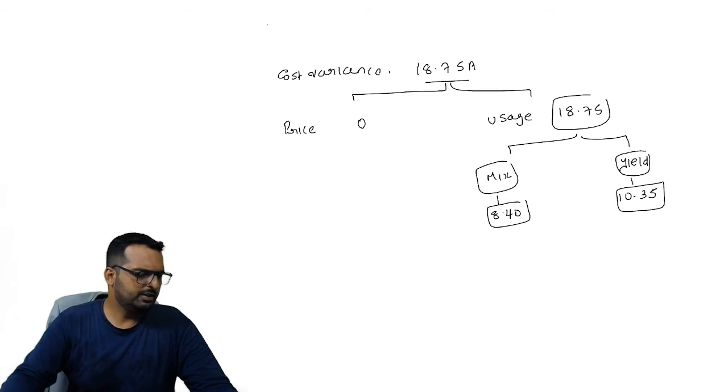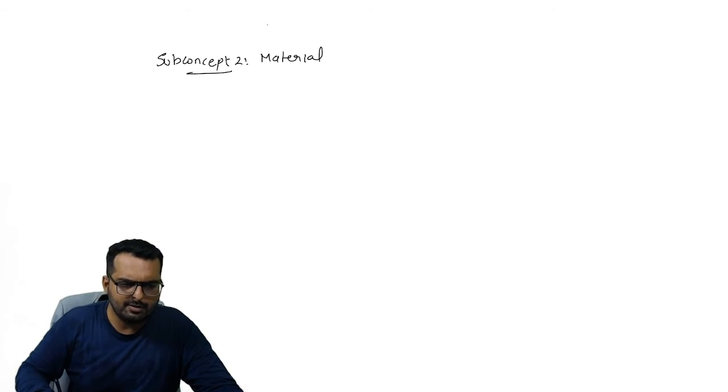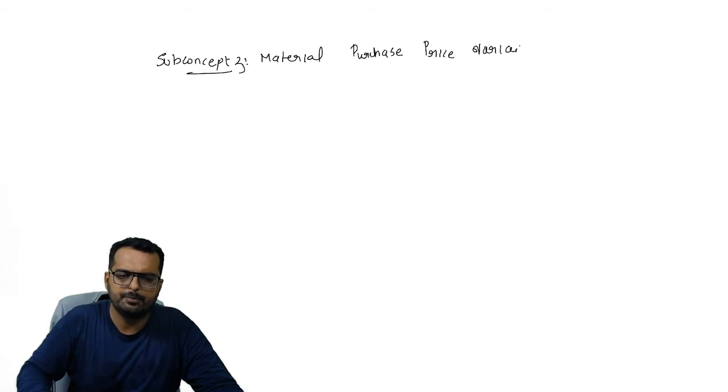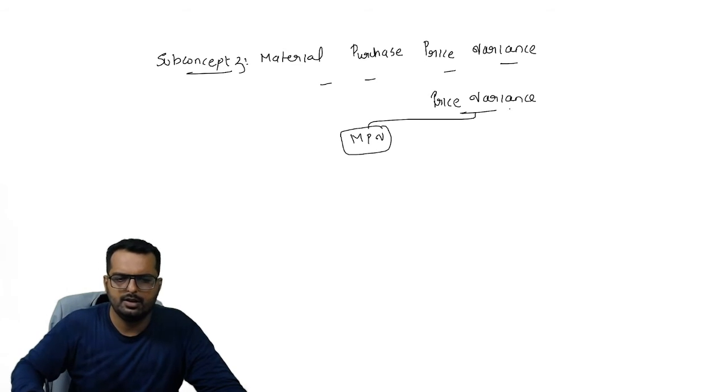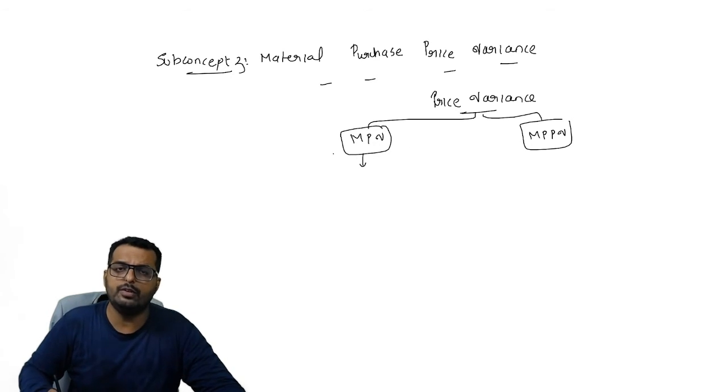Is it subconcept number 3, friends? All right. So this is subconcept number 3. That will be material purchase price variance. Okay. Friends, now there are two types of price variance that we are going to learn. First one is called MPV and the other one is called MPPV. MPV is price variance. This is what we did earlier.